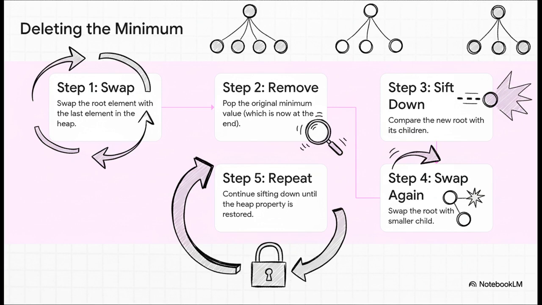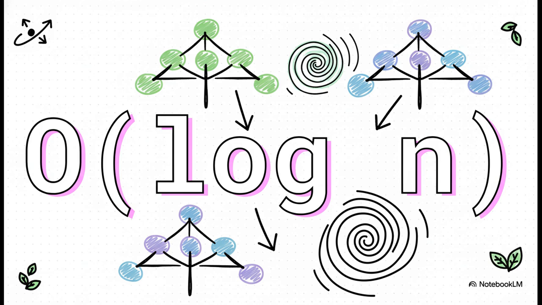We take this new root and we compare it to its children. And this is key. We swap it with the smaller of its 2 kids. Then we just keep doing that, letting our heavy box sink down level by level until it finally settles in a spot where it's smaller than both of its children. And just like that, the heap property is restored. And you guessed it, just like our balloon going up, this box is only sinking down the height of the tree. So deleting the minimum is also a super efficient O of log n operation. Fast in, fast out.